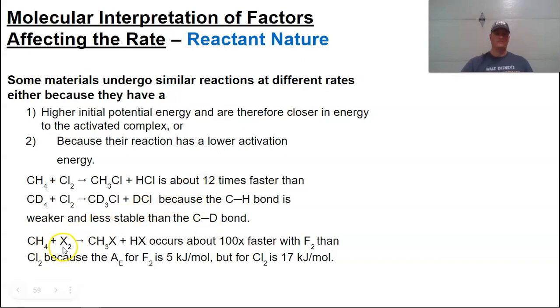Otherwise, though, something like with this reaction of methane with a halogen, with fluorine it occurs 100 times faster than chlorine because the activation energy is much less. So if the activation energy is much less, it's going to happen at a faster rate.